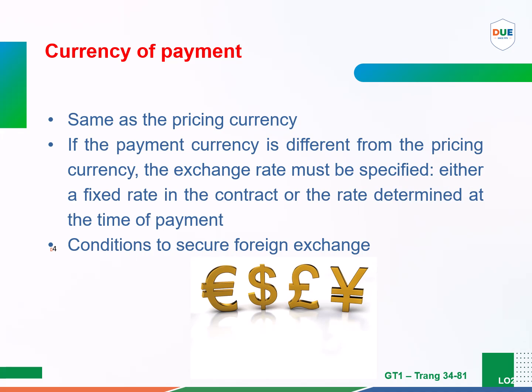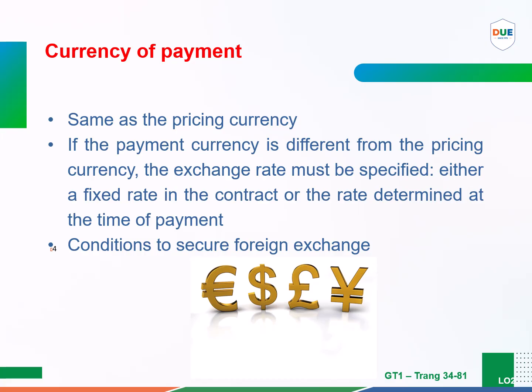In cases where the two currencies are different, the parties need to agree on a conversion rate, which can be either a fixed rate stated in the contract or a rate determined at the time of payment. If the rate at the time of payment is applied, the contract should clarify which currency market is used, exporting country, importing country, or third country, whether the buying or selling rate is used, and which bank is the reference for payment. To minimize exchange rate risk, contracts often include foreign exchange conditions.